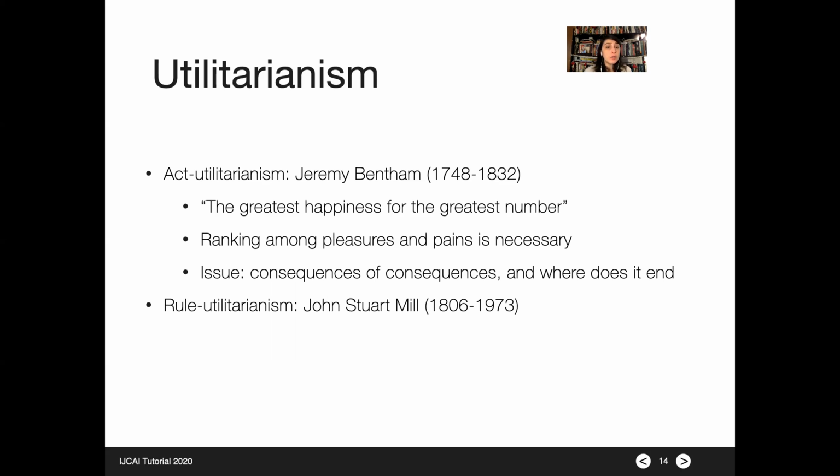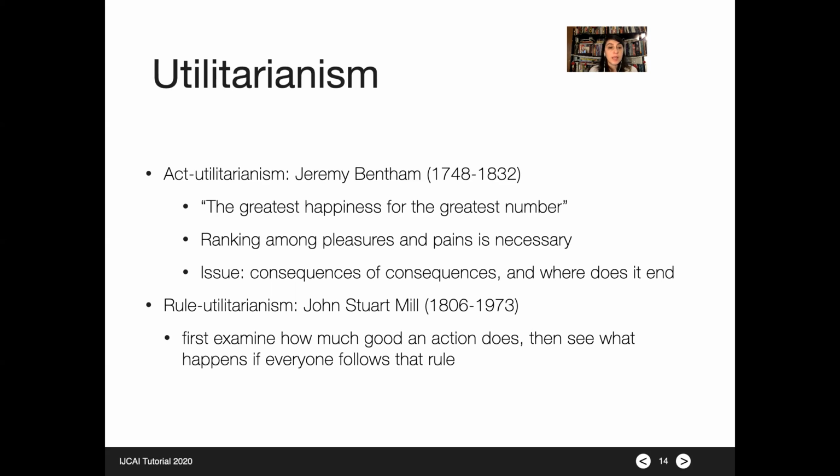So rule utilitarianism comes a little bit later to somewhat ameliorate this. It is due to John Stuart Mill, who stipulates that you first should examine how much good an action does and then see what happens if everyone follows that action as a rule. So when you are in a bind and you don't know what is morally right, you can fall back on these rules that have already been considered and say, well, if this option follows this rule, and we know that this rule maximizes the happiness for the greatest number of people, or for all people considered.